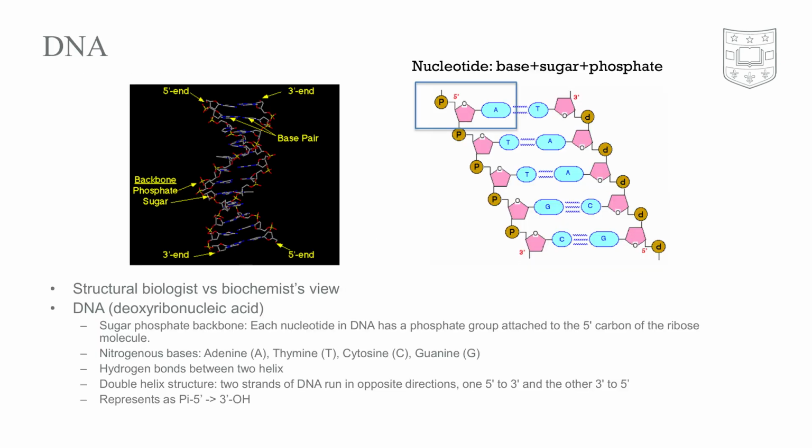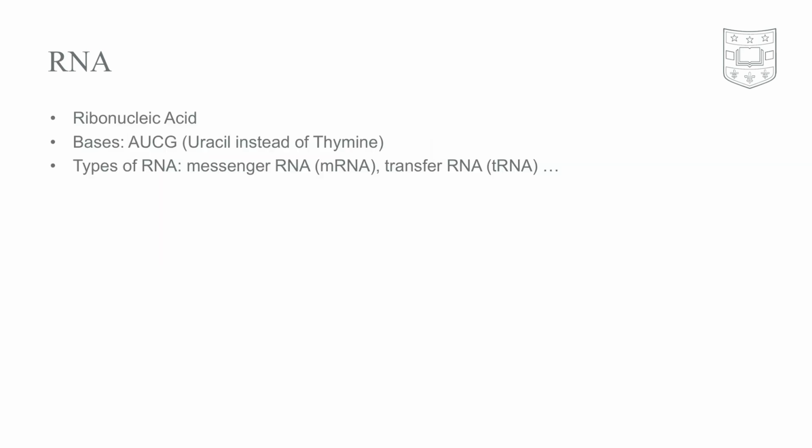The DNA, or deoxyribonucleic acid, is the molecule that stores genetic information. Structurally, it has a sugar phosphate backbone with nitrogenous bases. The two helices are held together by hydrogen bonds. DNA's double helix structure consists of two strands running in opposite directions, one 5' to 3' and the other 3' to 5'. This orientation is crucial for biological processes like replication and transcription. Chemically, each nucleotide contains a phosphate group, a sugar, and a nitrogenous base.